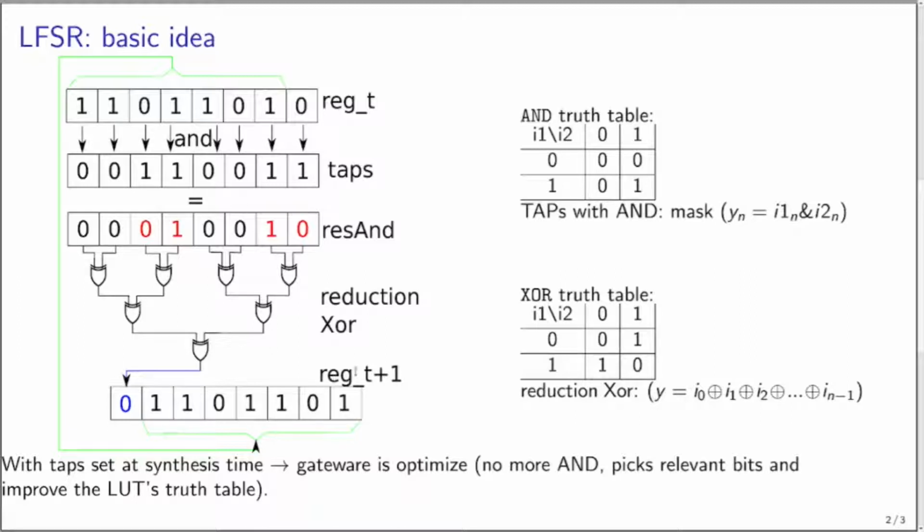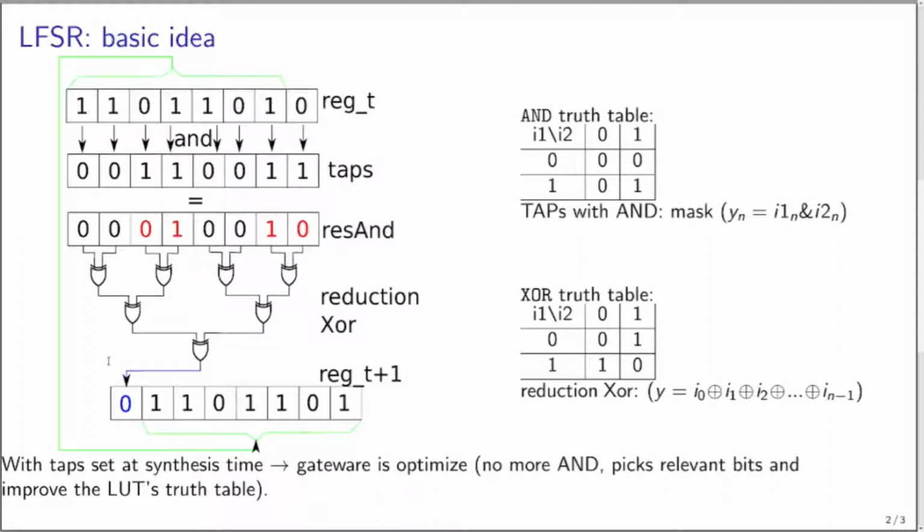So, to produce the reg at the time t plus 1, we keep the highest bits, or we drop the least significant bit, we move this by 1, and we concatenate with the result of the previous operation.